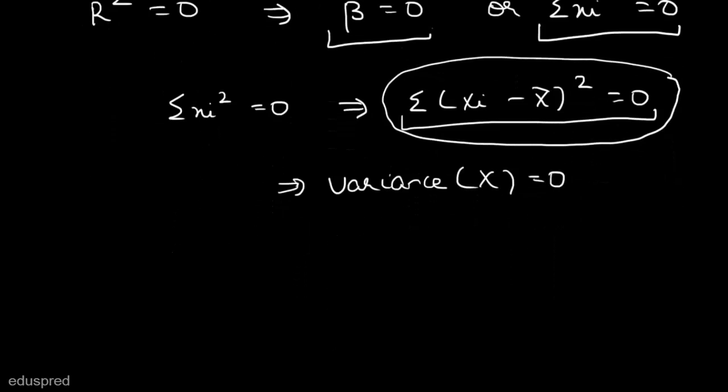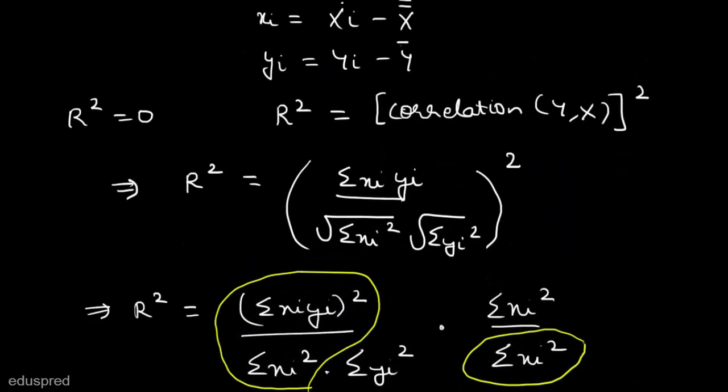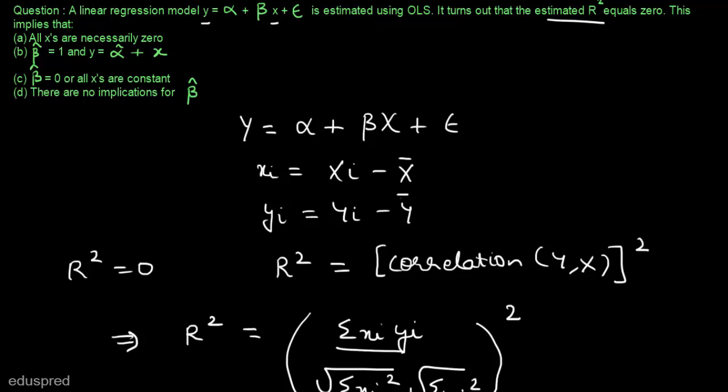And variance of x equal to 0 means that x's are not varying. This implies that your x's are constants. So this means that if r square is equal to 0, it implies that either beta hat is equal to 0 or the x's are constants. So that means our right answer is part C: beta hat equal to 0 or all x's are constant. And this is all for this question.